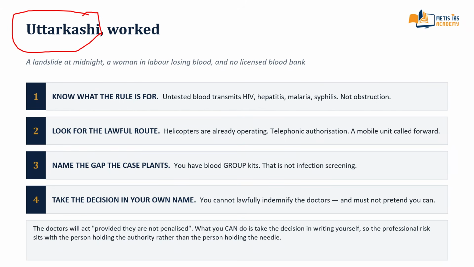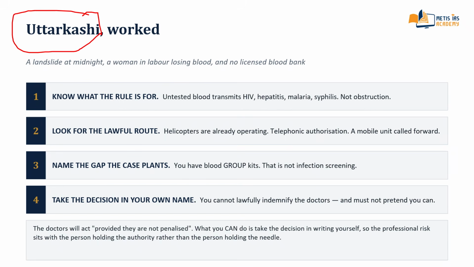What is the Uttarkashi case? This is worked. A landslide at midnight in a hamlet 60 kilometers from Uttarkashi. You are the district magistrate on the ground with doctors, NGOs, media, and police. A man runs to you. His wife is in labor and losing blood.